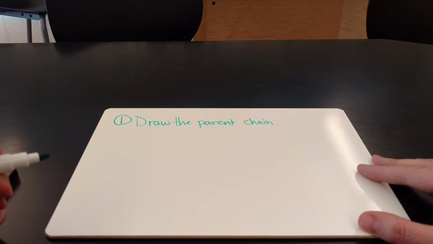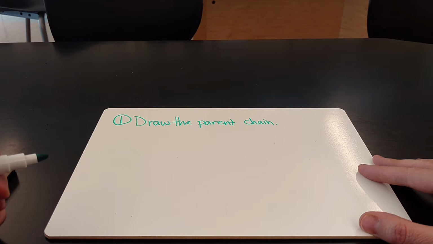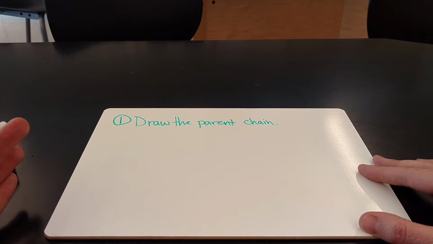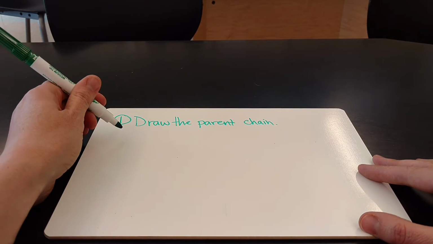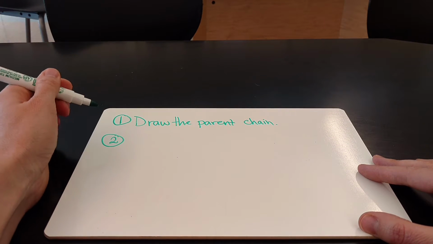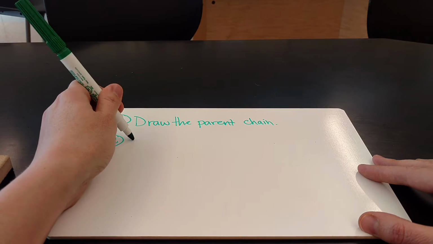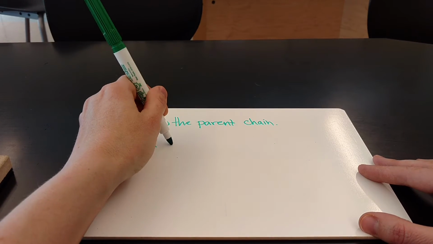Draw the parent chain. So if you remember in the naming process, the parent chain was the last thing that we named every time. It's the base of the molecule. You want to draw that before you start drawing branches because you wouldn't have anything to attach those branches to if you didn't draw that parent chain. So we're going to kind of draw these backwards. We're starting at the end of the name and drawing that first. Then add the branches.